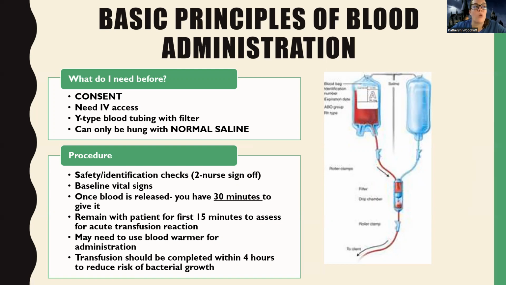And we also use what's called Y-type tubing. And that's this tubing that's here. It's called Y because it looks like a Y, and one half is the normal saline and the other half is going to be your blood product. And this allows you, when the blood is done, to get that fluid going. And also if you have a reaction, you have the fluid already hanging and you can just flush right through that IV.